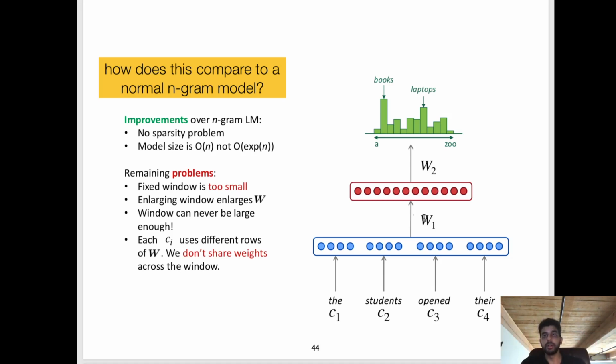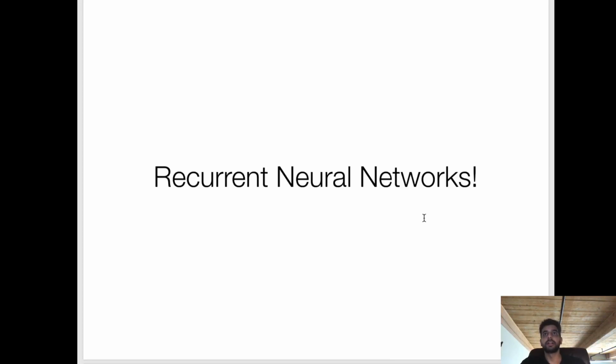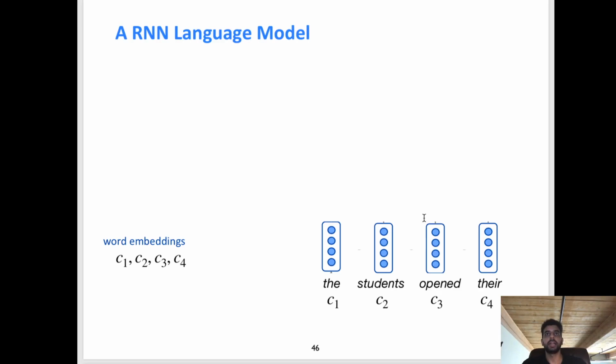So the next model we'll look at, the recurrent neural network, addresses this problem, and the transformer also has its own way of addressing this problem. But the recurrent neural network is conceptually much simpler to explain, which is why we're going to go into it briefly here. So in this model, we no longer have this condition of including a fixed window.